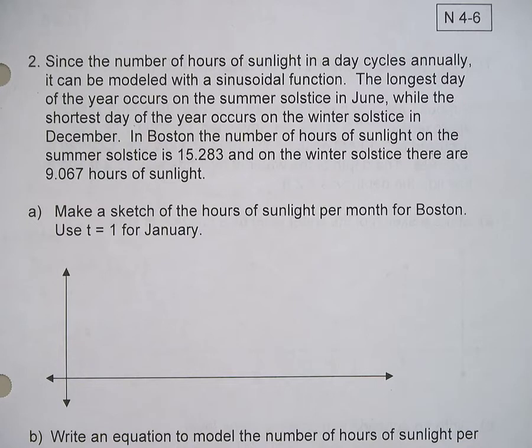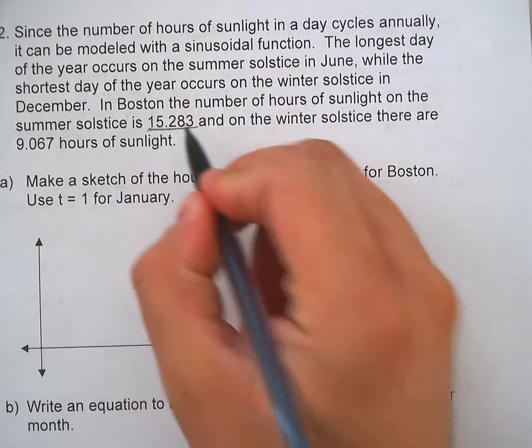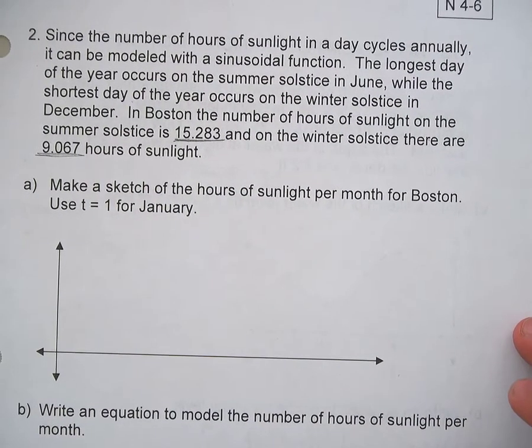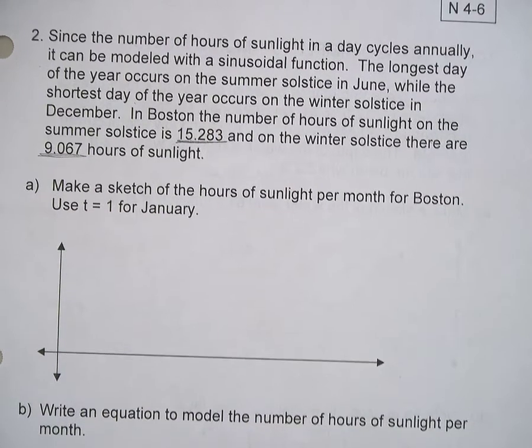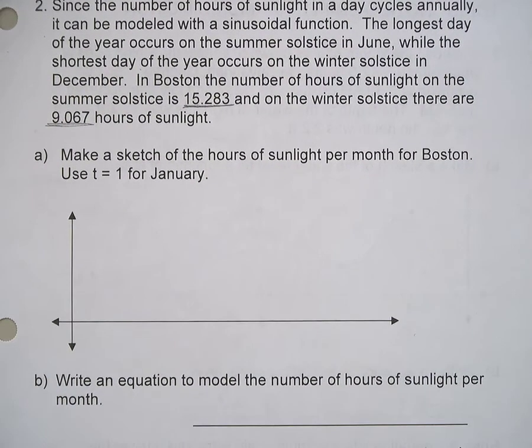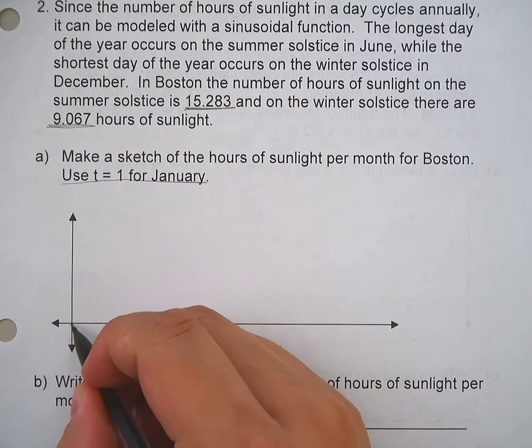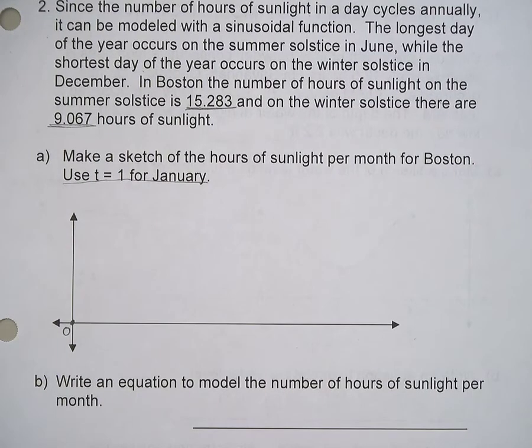And then it says, in Boston, the number of hours of sunlight on the summer solstice is 15.283, and the winter solstice is 9.067. Make a sketch of the hours of sunlight per month for Boston. Use T equals 1 for January. So starting at 0, T equals 1 is January. What's the T value for my summer solstice for June? If 1 is January, that would make June 6.